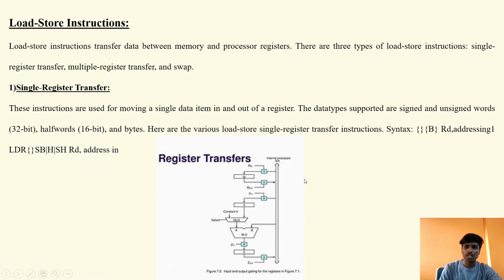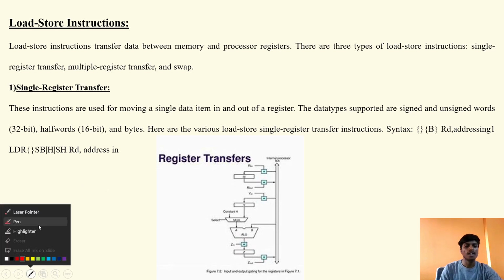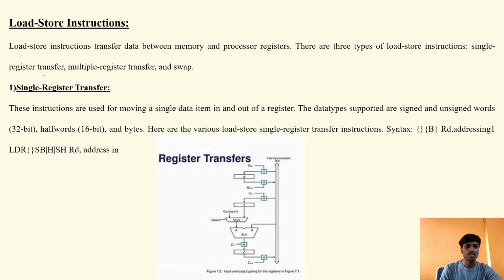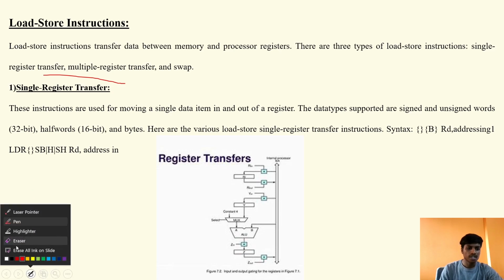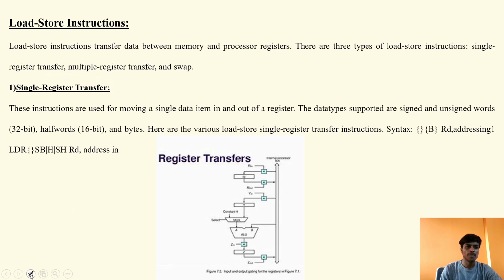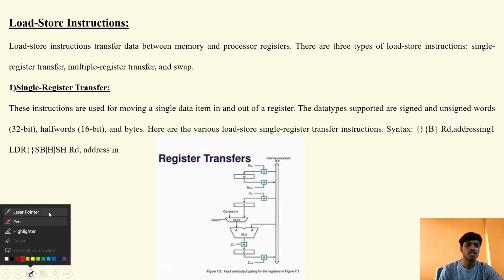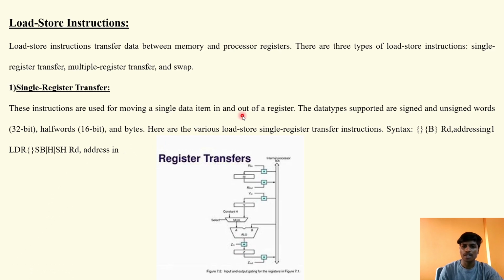There are three types of load store instructions: single register transfer, multiple register transfer, and swap. The single register transfer instructions are used for moving a single data item in and out of a register. The data types supported are signed and unsigned words, which are exactly 32-bit, half words, 16-bit, and bytes.